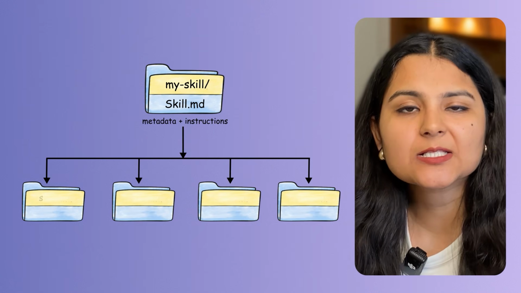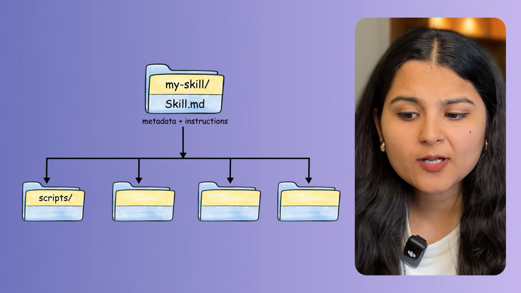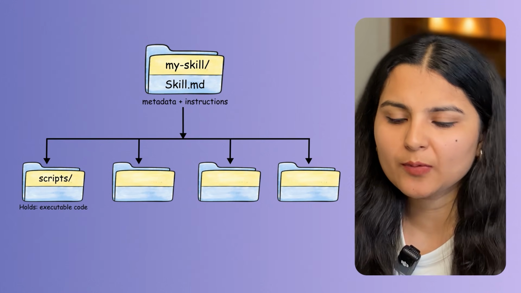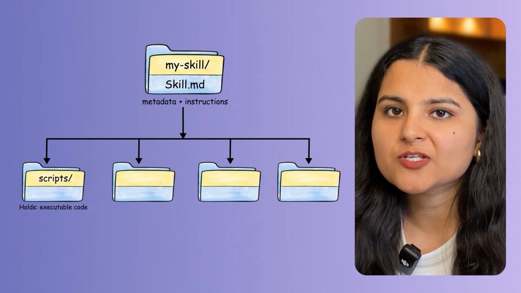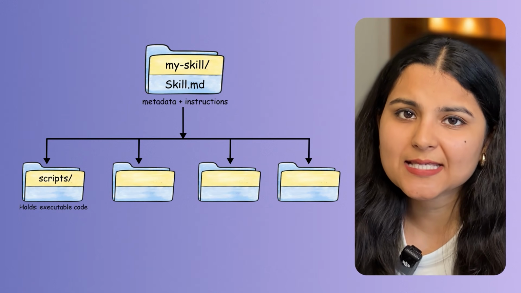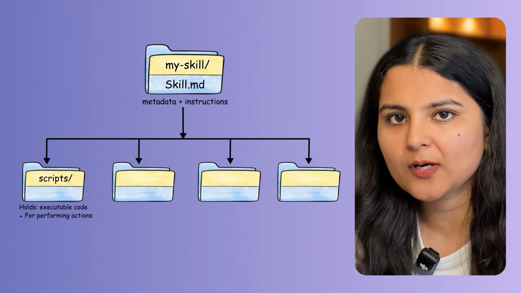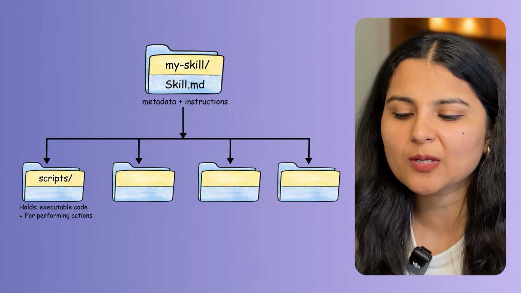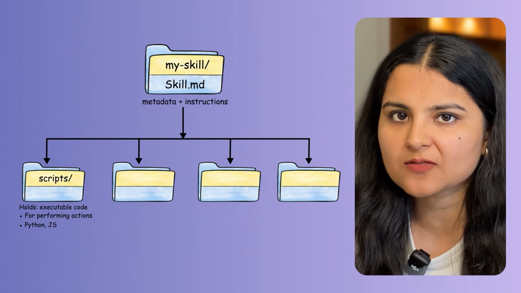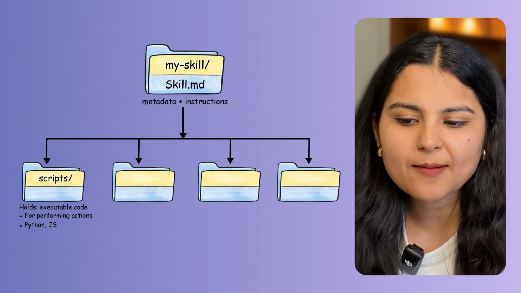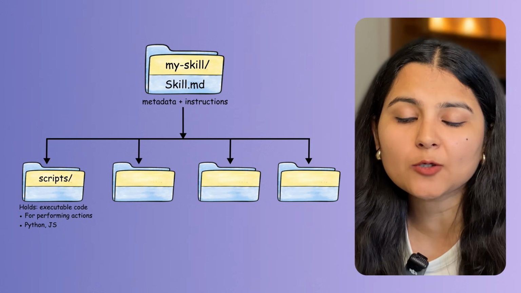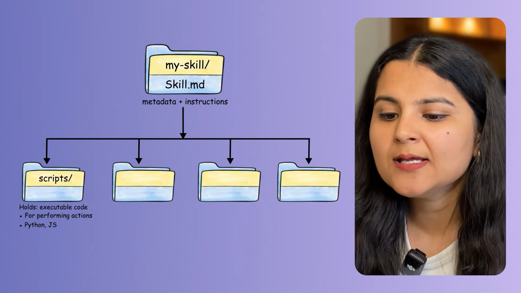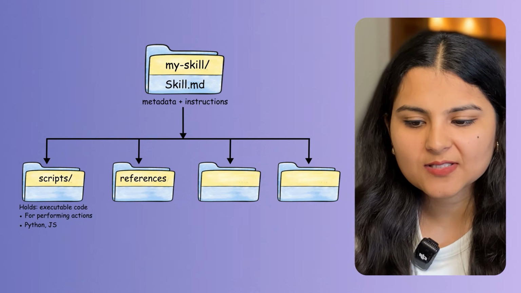So the first one is the scripts folder. In the scripts folder, you typically keep the executable code. For example, in the skill.md file, you will keep all the instructions, and one of the instructions says that it needs to execute a particular task. So that file, the executable file, it could be a Python file or a JS file, that needs to be kept in the scripts. I'll explain why we need to create these separate folders when we'll talk about how skills actually work. The second folder is the references folder.